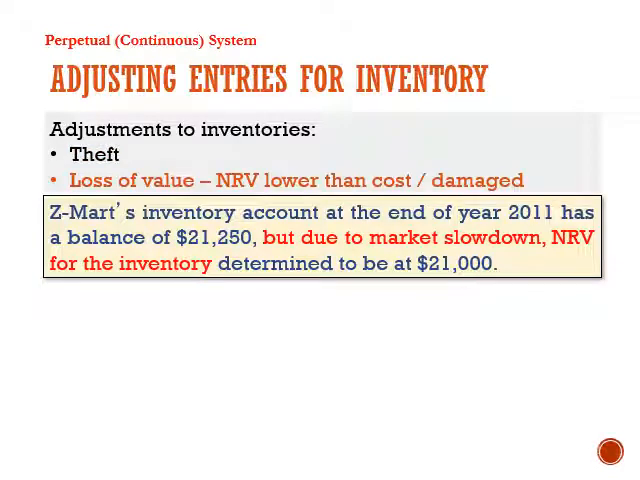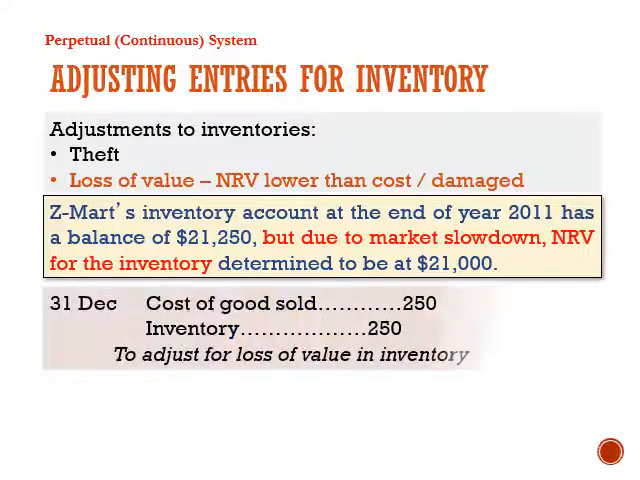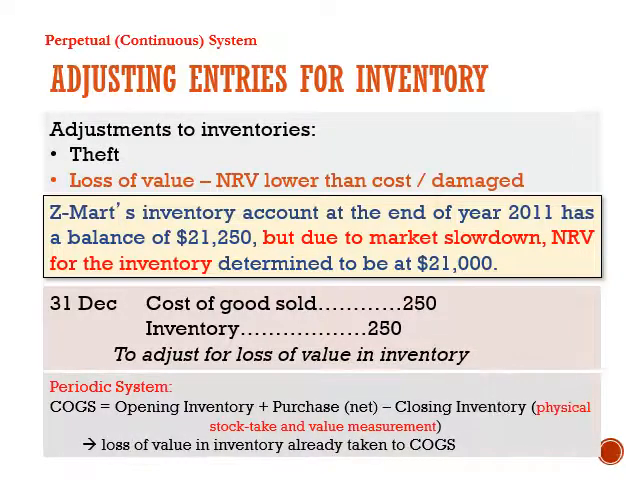Say we have the same situation, only instead of theft, there is a loss in value. So we record the loss exactly the same way. Bottom line, we lost $250 worth of inventory. And again, for periodic system, the loss will be captured in the determination of cost of goods sold at the end of the financial year.